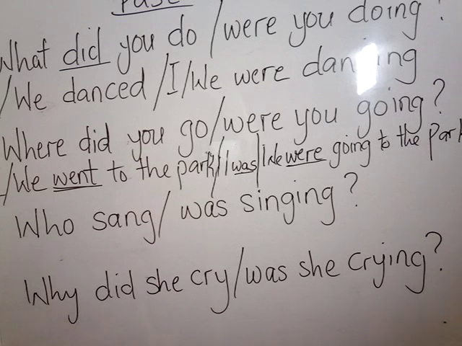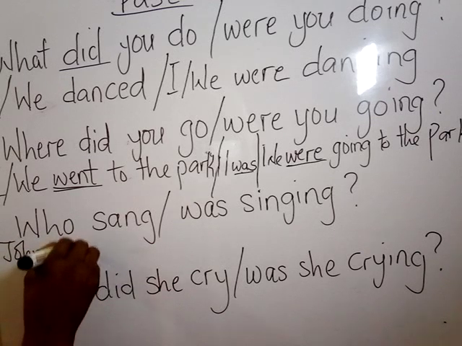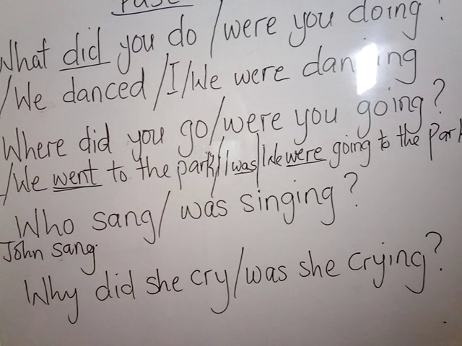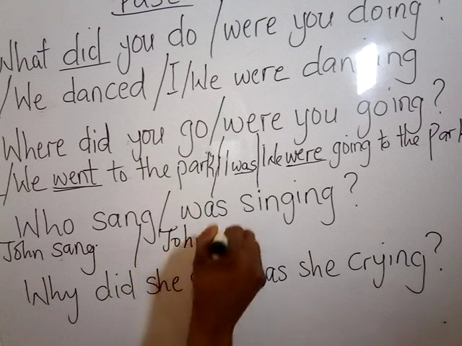I was, we were. So the next one says, who sang? This is straight. Who sang? So the who there could be singular, it could be plural. So you could say, John sang. Or if it's more than one, you could say, whoever they are, they sang. Okay? Let's just put John here for the sake of convenience. John sang. The whole class sang. So it could be anybody. Who was singing? John was singing.